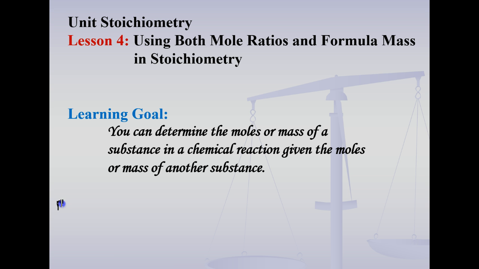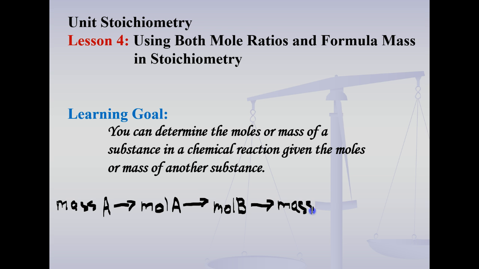You start with the mass of A. We can convert the mass of A to the mole of A, and to do that, you're going to use the formula mass. Then we take the mole of A and convert that to the mole of B, using the mole ratio. That's a critical step because this is the only way we can get from one substance to another substance in a stoichiometric conversion. Then we take the mole of B and convert that to the mass of B.